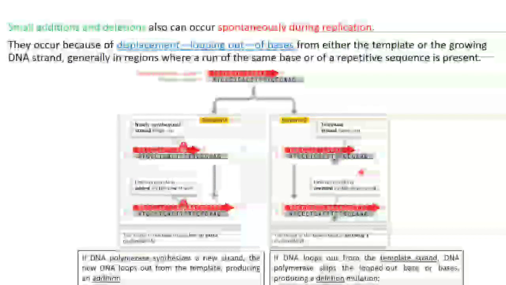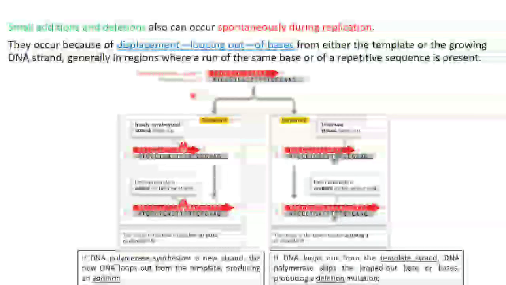In addition to the substitution, guys, remember our previous lesson, point mutations are divided into base pair substitution and base pair insertion or deletion. So we covered the first one, which was base pair substitution, the replacement of a base pair. And now we will cover the second point, the insertion and deletion. The insertions and deletions, guys, also can occur spontaneously during replication.